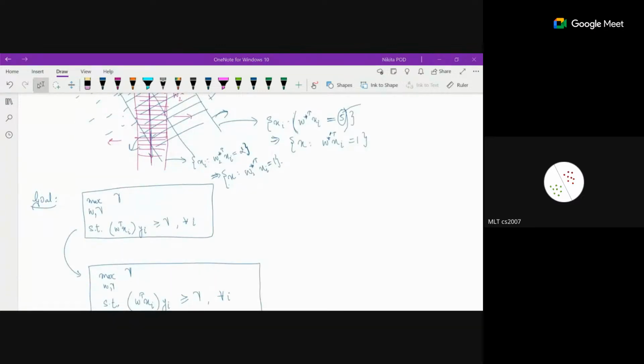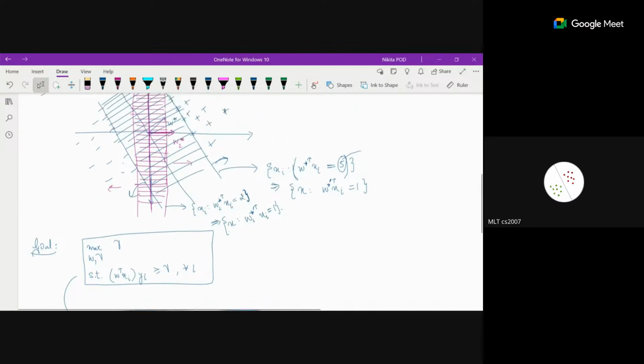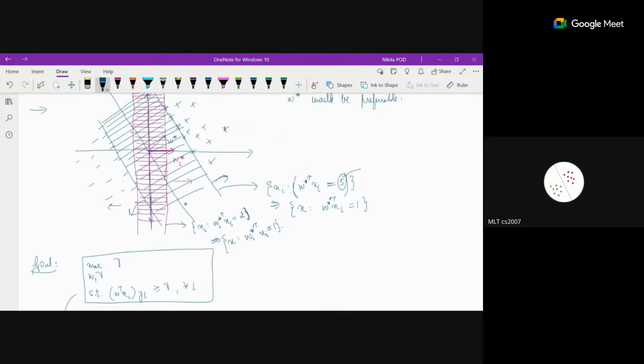Yes, Ravi. What variable does gamma represent here? Gamma is the margin, right? Okay, this margin is gamma, right? Okay, fine.